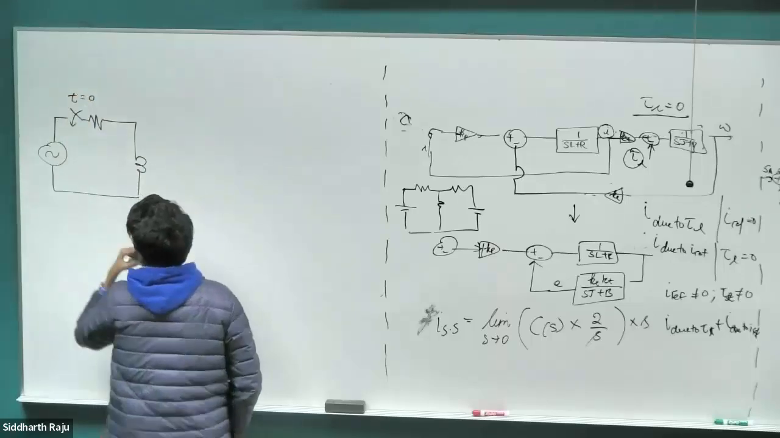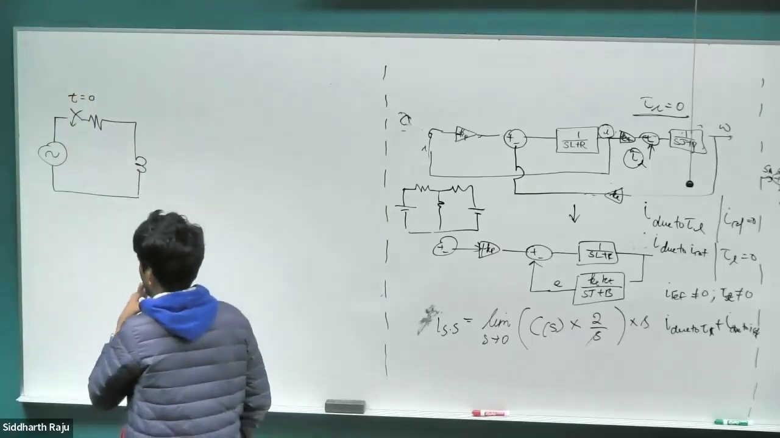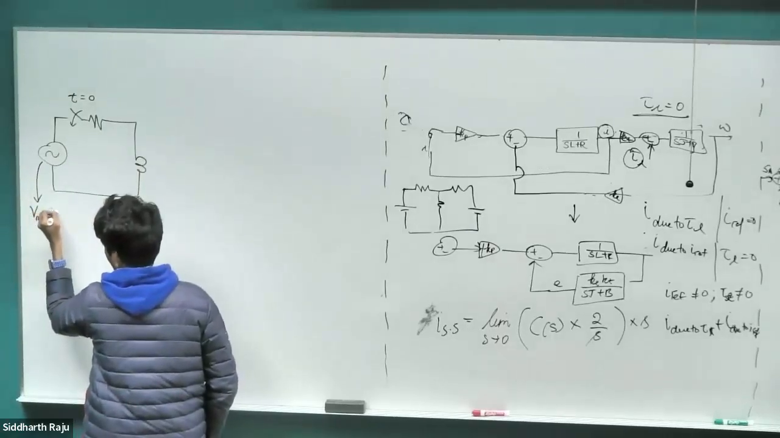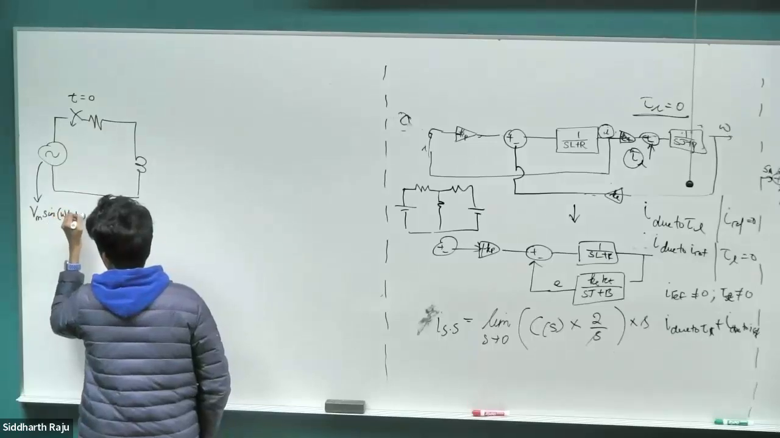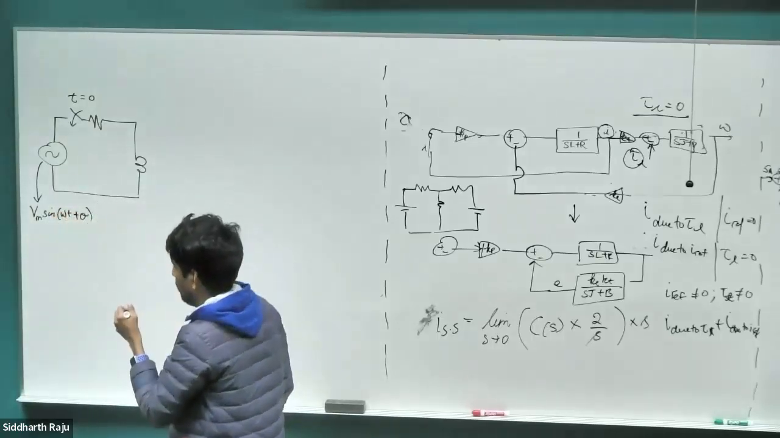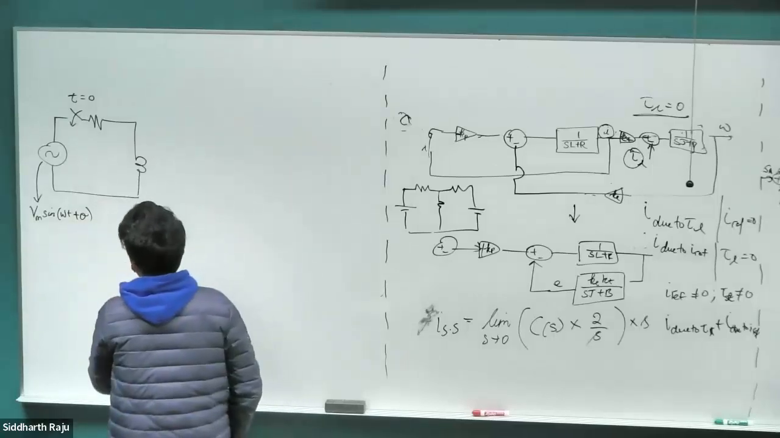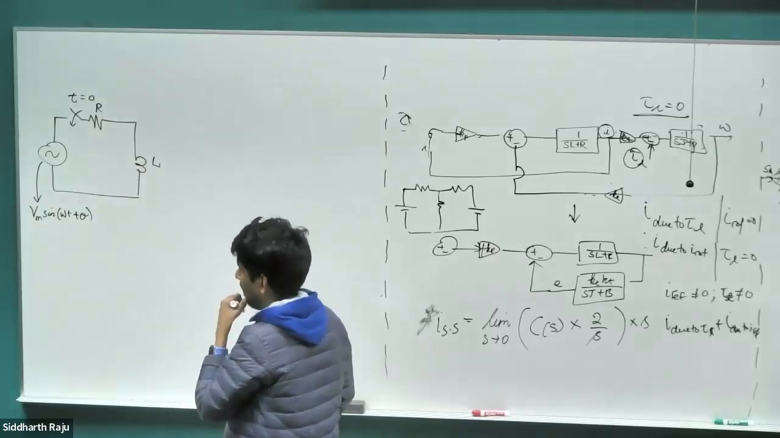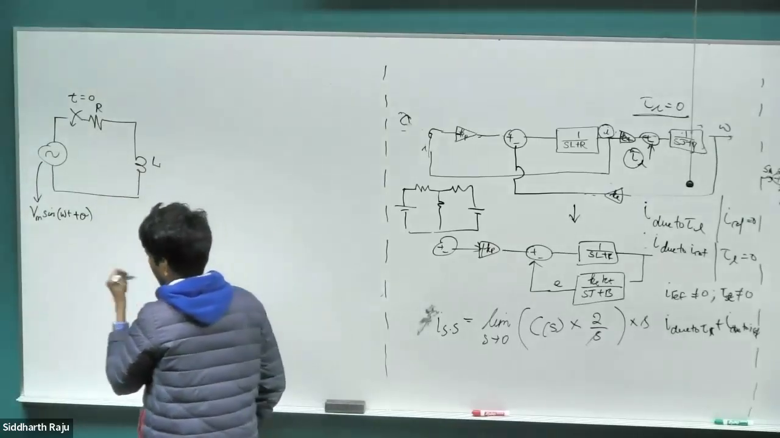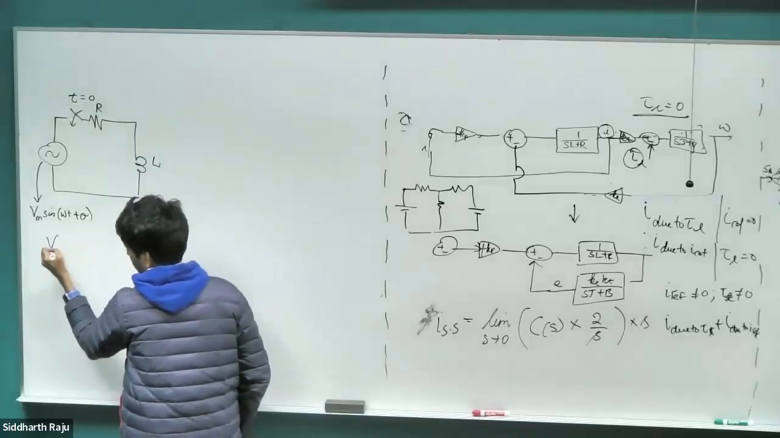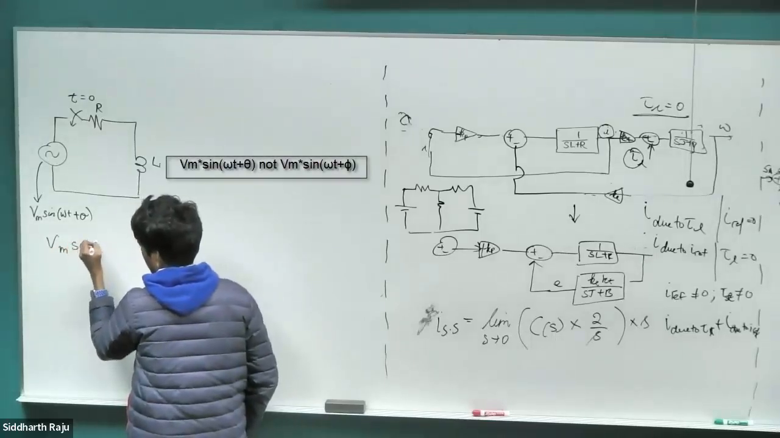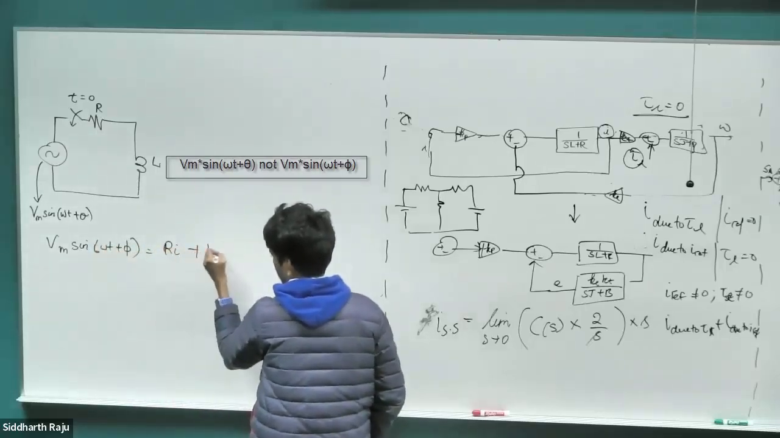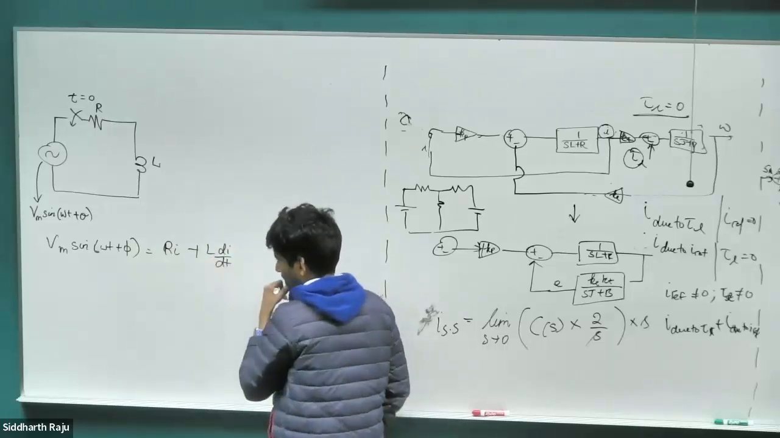At time t equal to 0, I'm going to be closing the circuit. I have some voltage Vm sine omega t plus some phase angle theta. So at time t equal to 0, the voltage is not 0, it's some value. And I have some resistance and some inductance. So I can write down the equation for this: Vm sine omega t plus theta is Ri plus L di by dt.